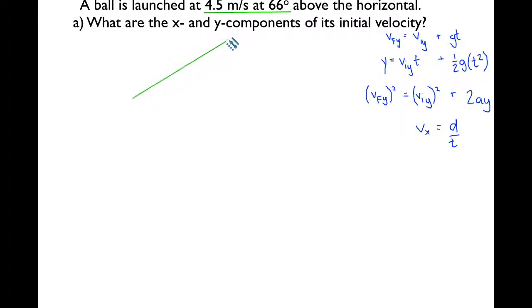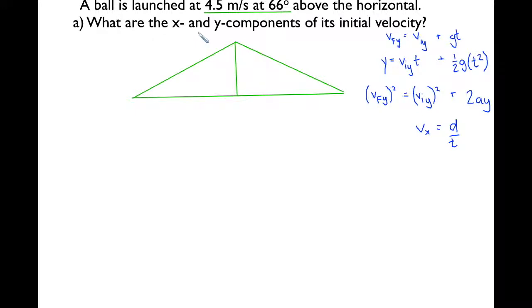So what I'm going to do is draw my example, just so you can get an idea. And I know that it goes as a curve, but we're going to simplify it a little bit with basically two right triangles. And so this right here is 4.5 meters per second. We need to find our Vx.